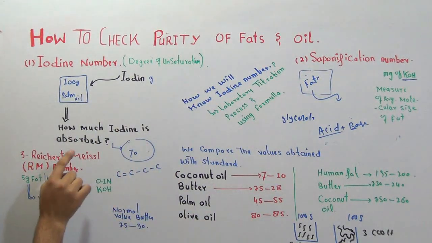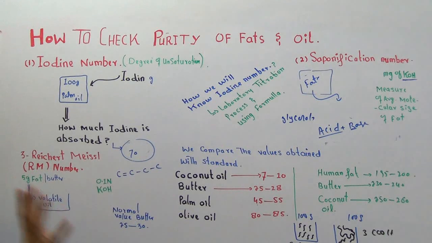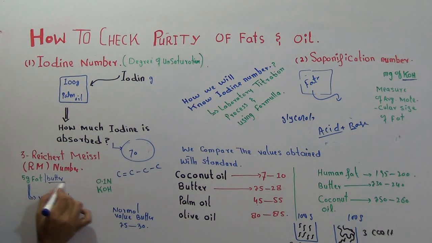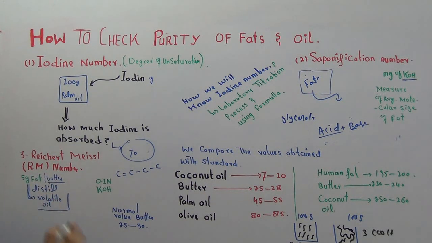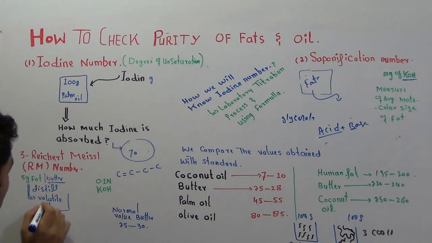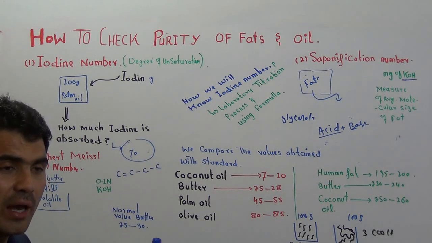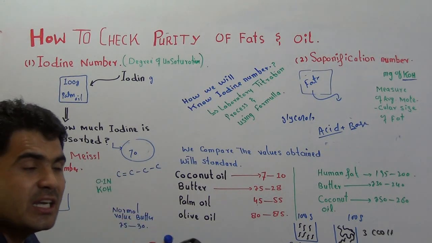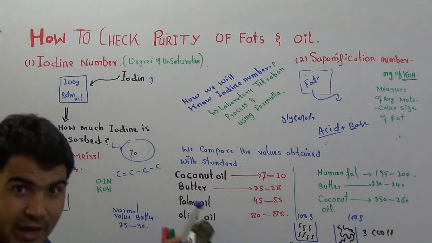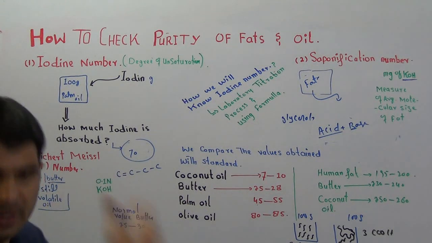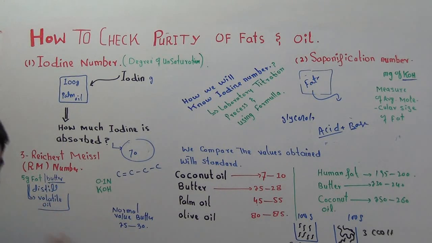So in this RM number test, we will take 5 gram of fat first, right? And we will distill it, especially butter. We will distill it, because with the distillation process, you will separate volatile oil. Volatile oil is present in fats. You need to separate the volatile oil from the fat. So let's suppose you have 5 gram of butter, and distillation is another separation process. With this process, you will get volatile oil.